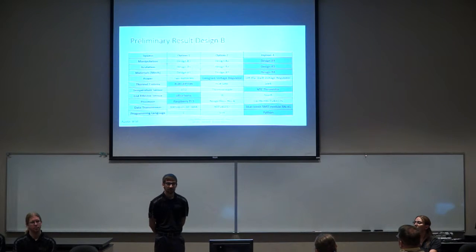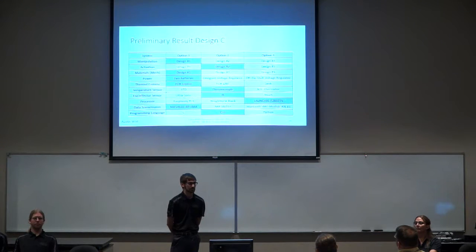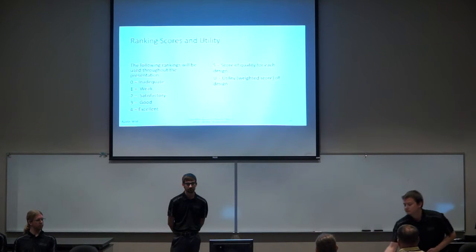This is our design B. For the most part, these dark gray blocks represent our second choice from our decision matrix. And this is design C. Similarly, they represent, for the most part, our third choice from our decision matrix.